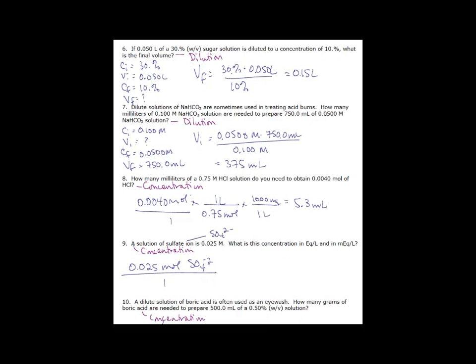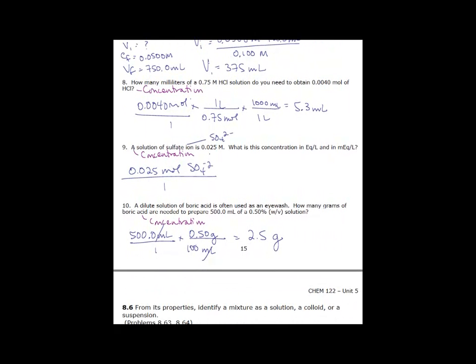Alright, so numbers 6 and 7 are dilution problems. They don't ask for the amount of water that was added. Number 6 is just asking for the final volume. So 2 sig figs, your final volume is 0.15 liters. Number 7 is asking for the initial volume. It's also a dilution problem. The initial volume is 375 milliliters.